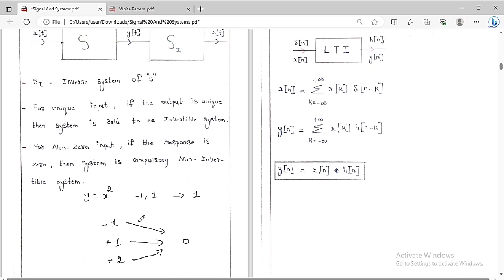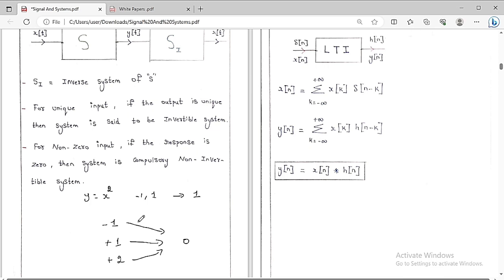So what is the meaning of an invertible system? For a system, if the input is x of t, then you are going to get the output y of t. Again, if you put this through the inverse system, and you give y of t as input, then you should get the input x of t. If this is the case, then only we can say it is an invertible system.